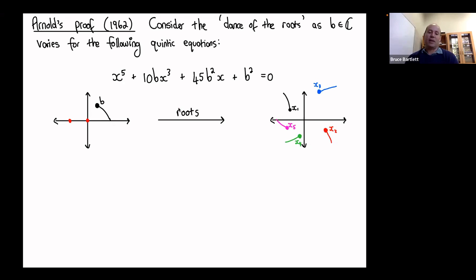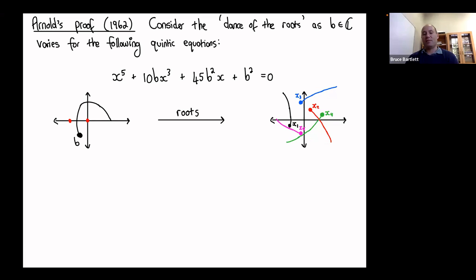Now I'm going to move b around in the b plane. And as I move b around, the quintic equation changes, so the roots start moving. These 2 points here are where some of the roots coincide. So for these 2 particular values of b, some of the roots will coincide. That's why I've marked them as special points in the b plane.